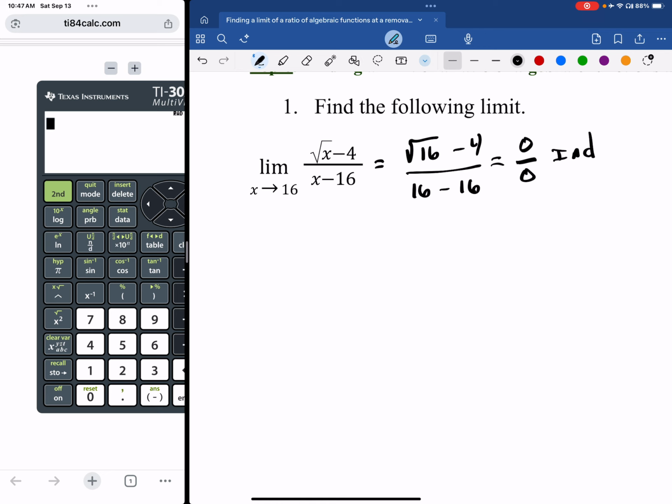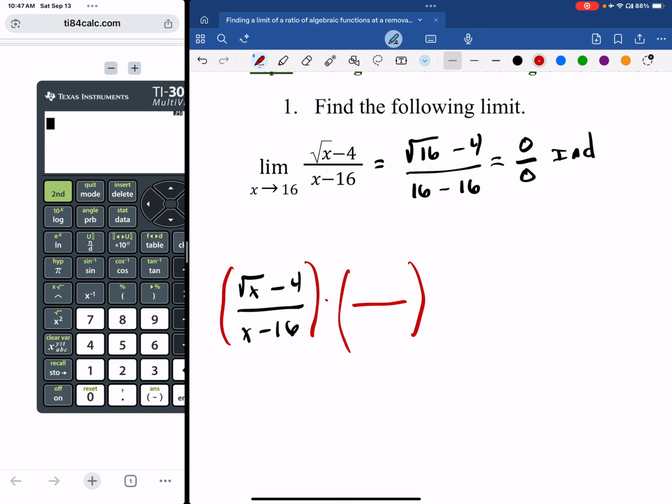So let's do some of that algebra manipulation now. Let's look at the original function, the square root of x minus 4 over x minus 16. Notice this is a fraction with a radical, and we already said when we have a radical, the trick is going to be multiplying the numerator and denominator times the conjugate. So in this case, we have the square root of x minus 4. The conjugate of that would be the square root of x plus 4.